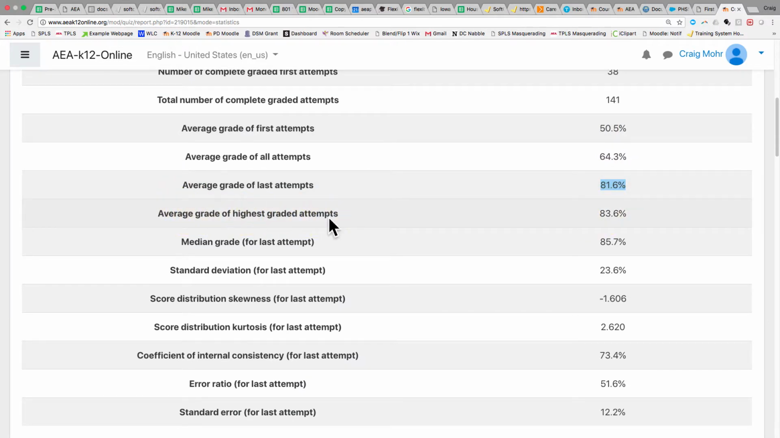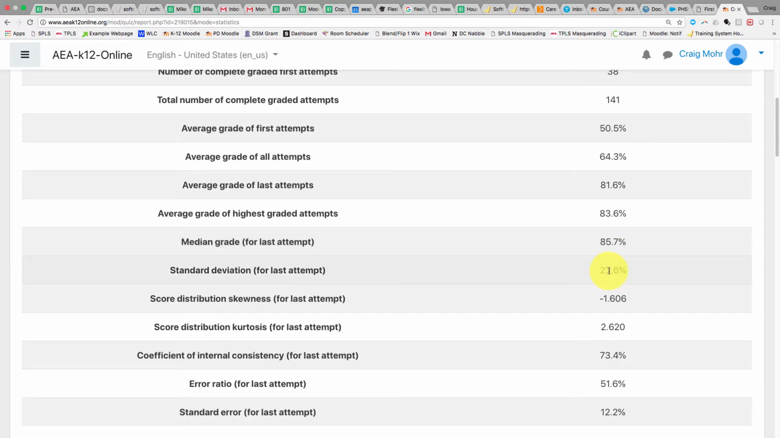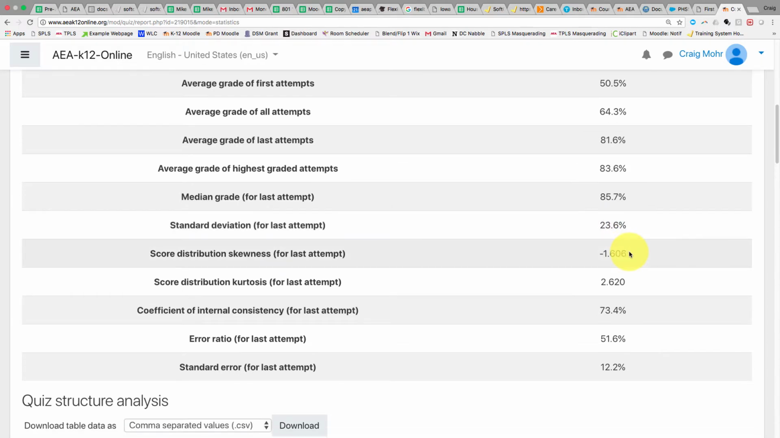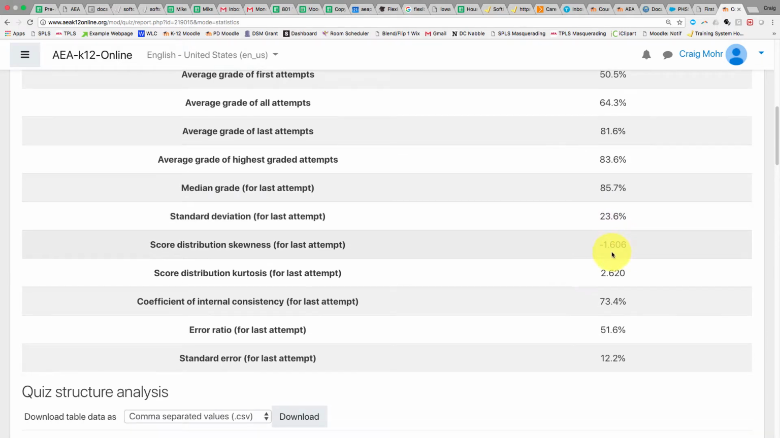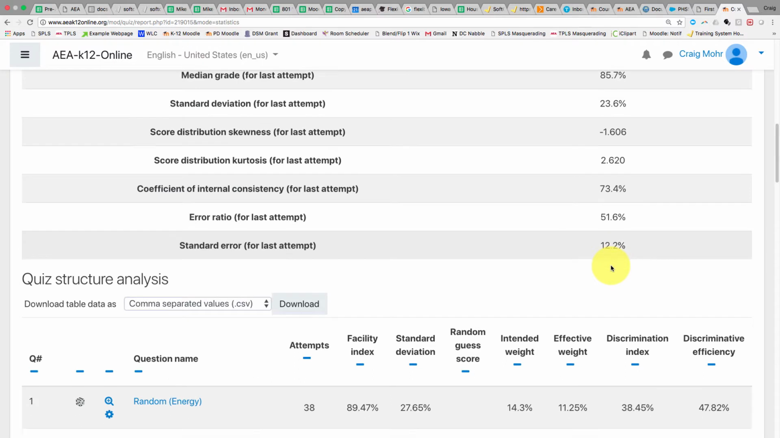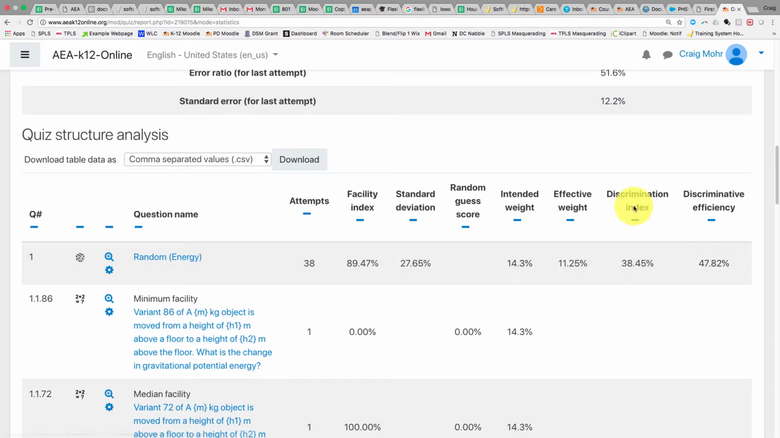Let's see, average grade of highest graded attempts. There we go. Median for last, pretty good. Standard deviation, I don't use standard deviation here, but I do use it later on, and I'll point that out. I don't really know skewedness and kurtosis. That's above me. That's a deeper dive into educational research than I've gone. Same with this guy. The one I do want to point out, though, is the discrimination index.